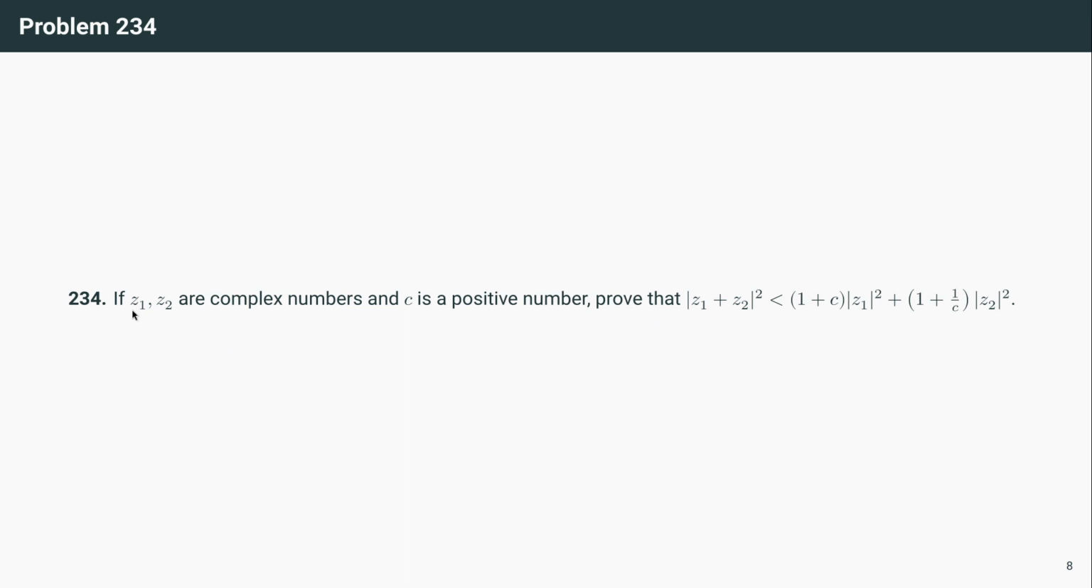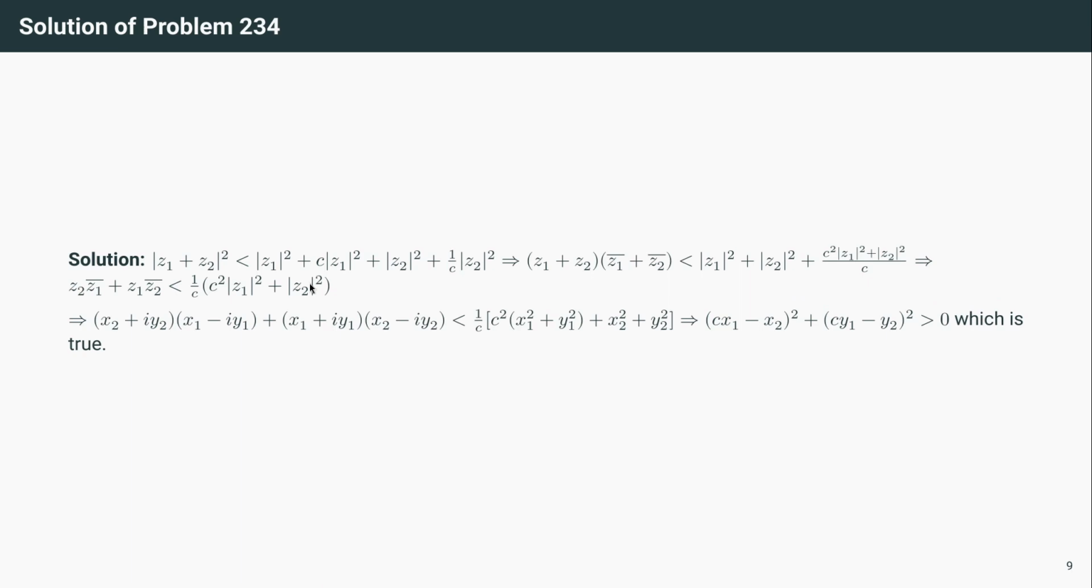Question 234 says that if z1, z2 are complex numbers and c is a positive number, prove that mod z1 plus z2 square is less than or equal to 1 plus c mod z1 square plus 1 plus 1 by c mod z2 square. So what we do is we have mod z1 plus z2 square less than or equal to mod z1 square plus c mod z1 square plus mod z2 square plus 1 by c mod z2 square. We use the identity mod z square is equal to z into z bar. We write this as z1 plus z2 into z1 bar plus z2 bar less than or equal to mod z1 square plus mod z2 square plus c mod z1 square plus mod z2 square by c.